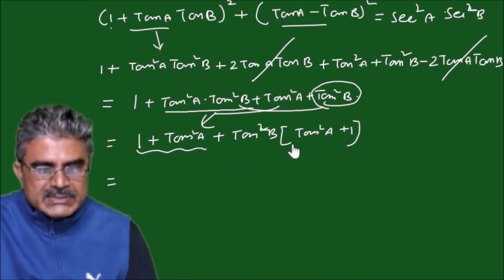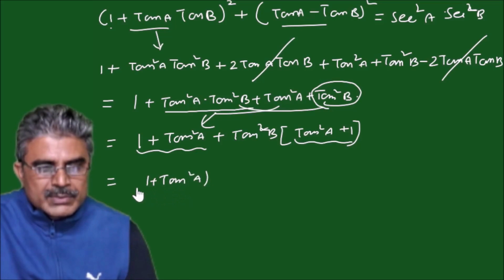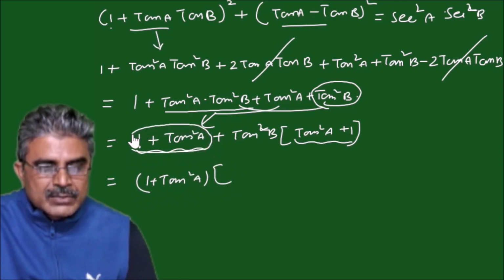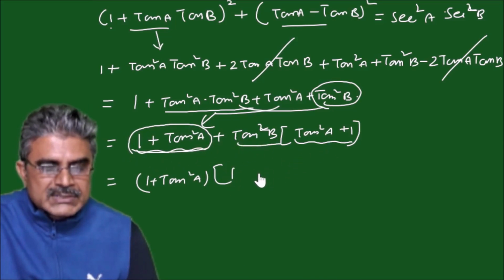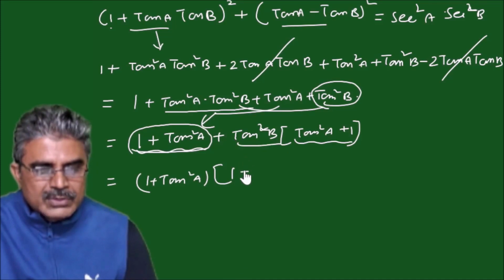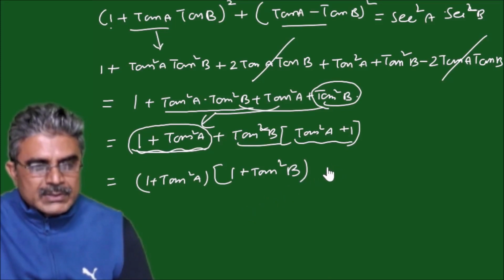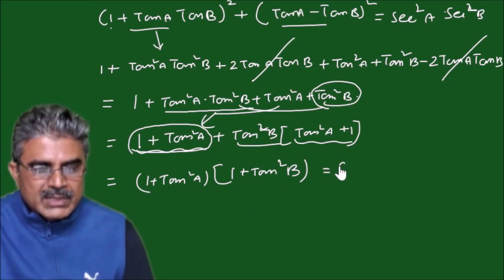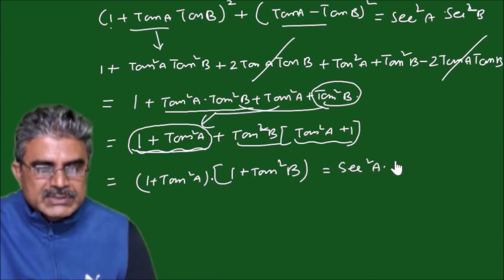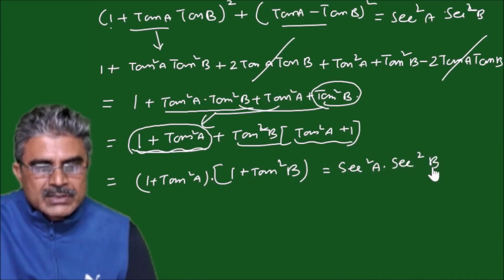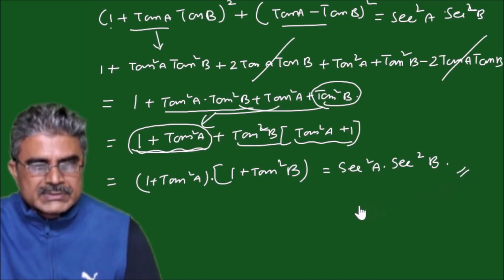In this I have 1 plus tan²a, in this I have 1 plus tan²a, take it as common. 1 plus tan²a into, if it is taken out from the whole expression, you will have 1, and in this if you take tan²a plus 1 as common, you will have only tan²b. So plus tan²b, which is equal to 1 plus tan²a, which can be written as secant²a, into 1 plus tan²b, which can be written as secant²b, hence the RHS.